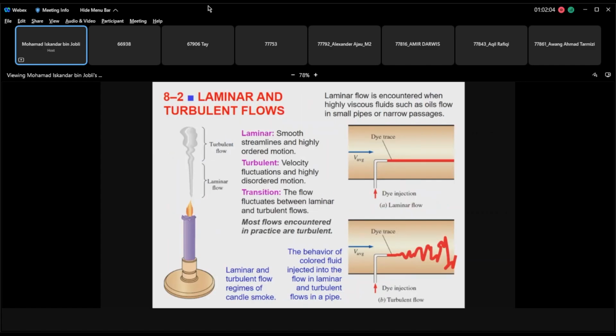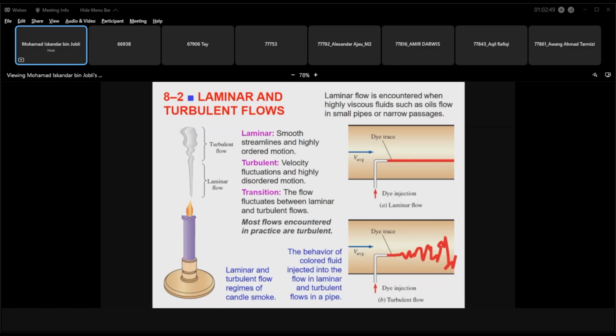Now the second part of the lecture is on laminar and turbulent flows. Like I told you, we have different types of regimes, or different types of flows. For normal water flow, you have laminar and turbulent, and something in between. For any fluid flow, whether it's gas or liquid, you're going to have three different regimes.